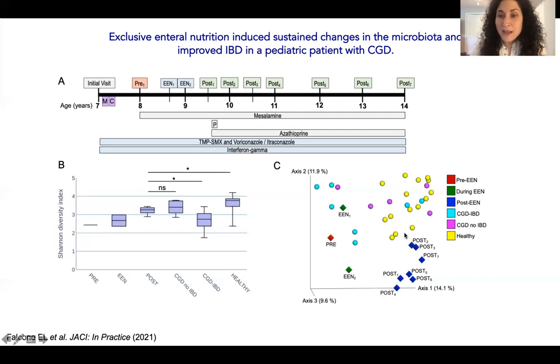In comparison, I'm showing you in yellow samples from healthy individuals, samples from patients without IBD in pink, and samples from patients with CGD-IBD. The samples from the patient post-elemental diet most resemble those from healthy individuals and individuals with CGD without IBD, but are significantly different from samples from patients with CGD-IBD.